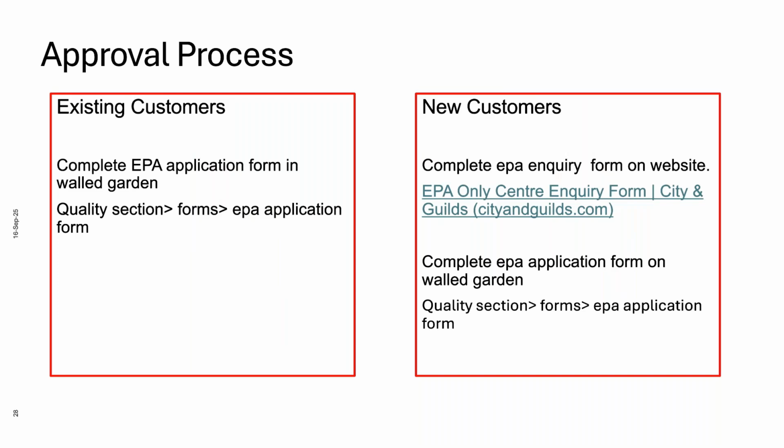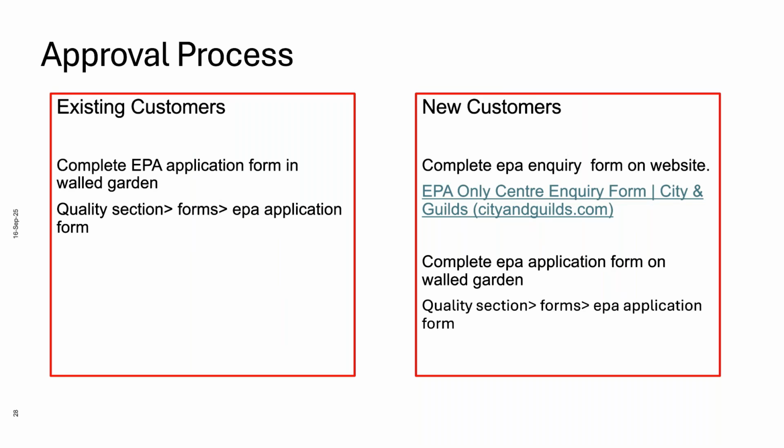For those of you that are existing customers, you will need to go into your walled garden account, into your quality section, and then on the top you've got the section called forms. A drop down menu will appear on the left hand side of your screen, and one of the forms that you can complete is an EPA application form. The forms are quite quick to complete.